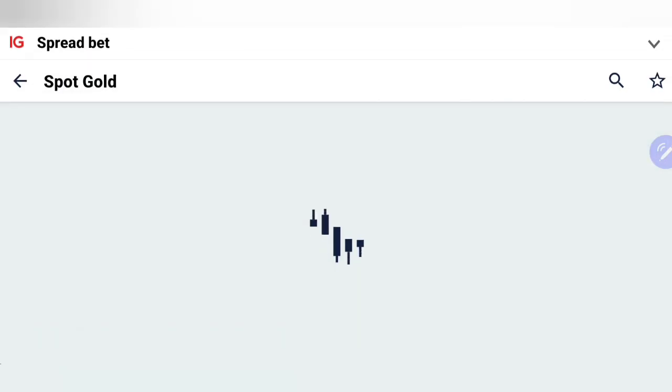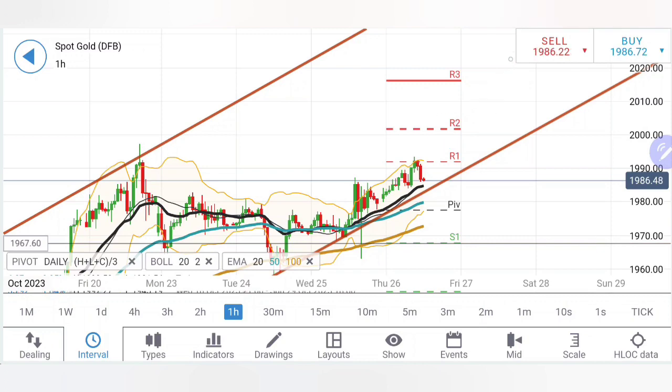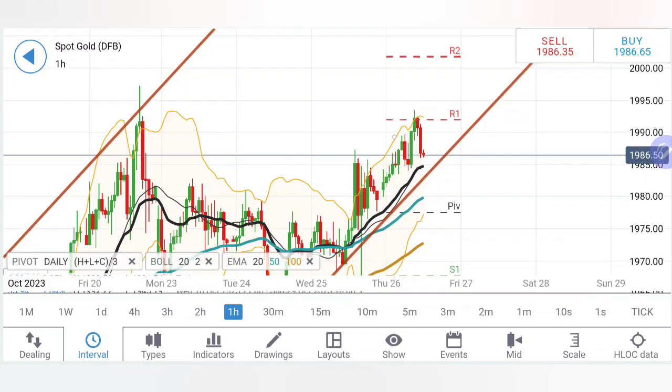Let's start. First we'll look into gold, followed by crude oil. Watch till the end. Now look at gold here on the hourly charts. You will find it has achieved the highs. It is seeing the highs at the top of the channel, and it is getting support here.